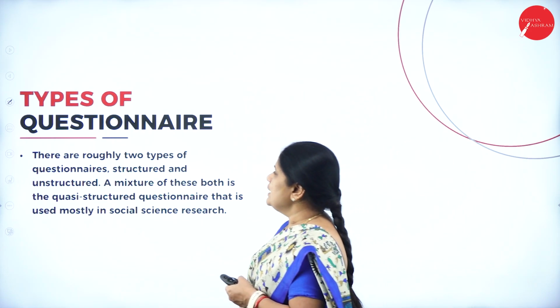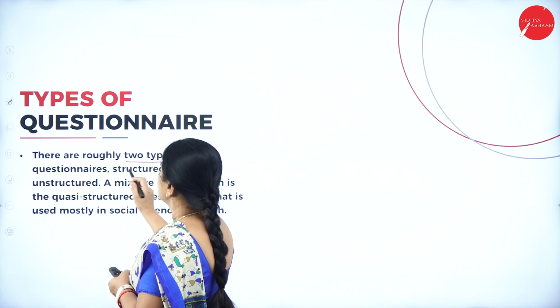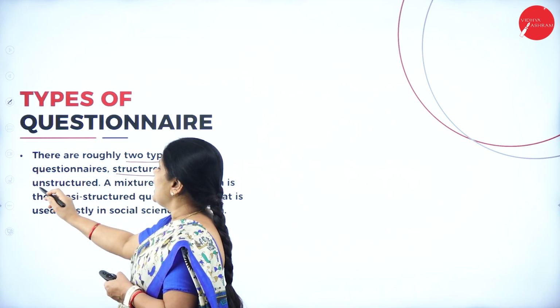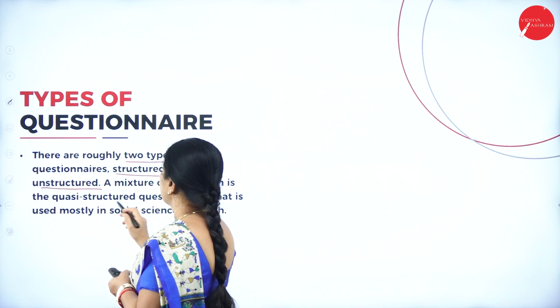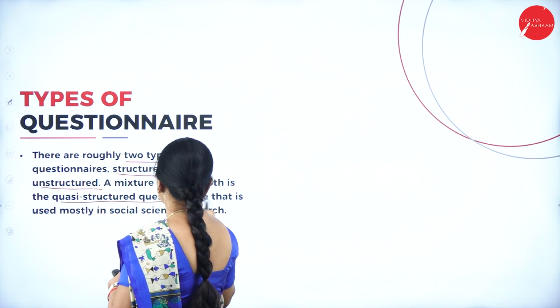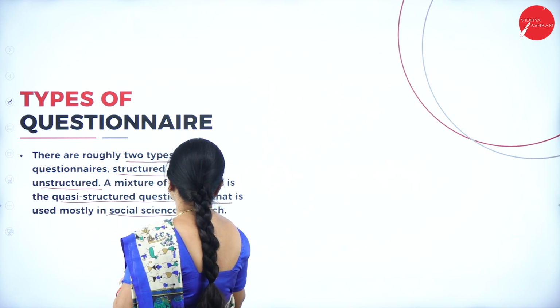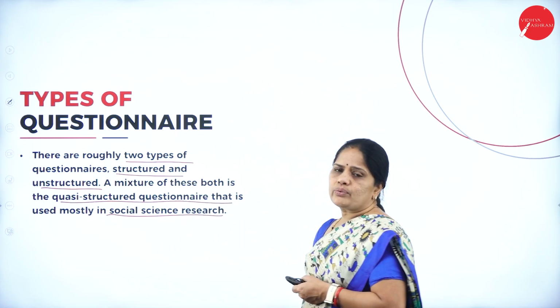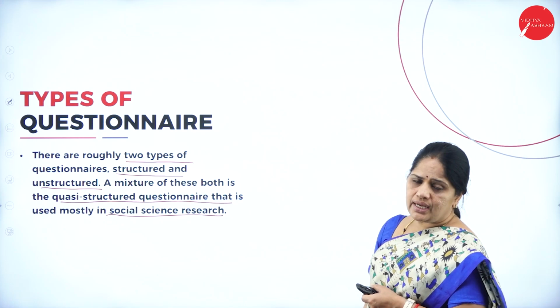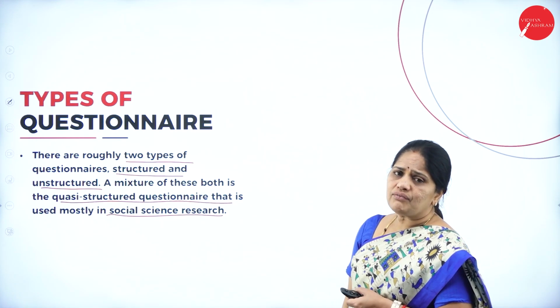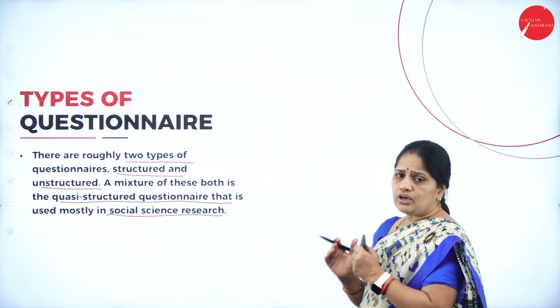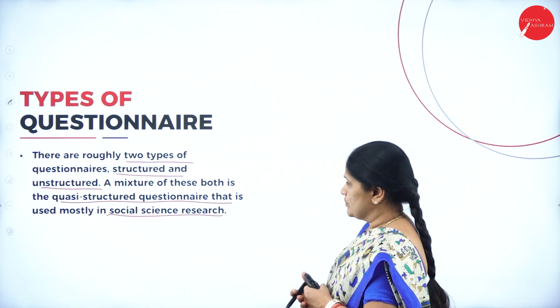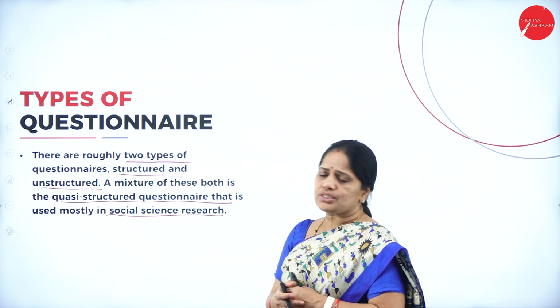There are roughly two types of questionnaires, the structured and the unstructured. A mixture of both is a quasi-structured questionnaire that is used mostly in social science research. Now, what is a structured questionnaire? A structured questionnaire is a questionnaire which is related to a particular topic of the research.